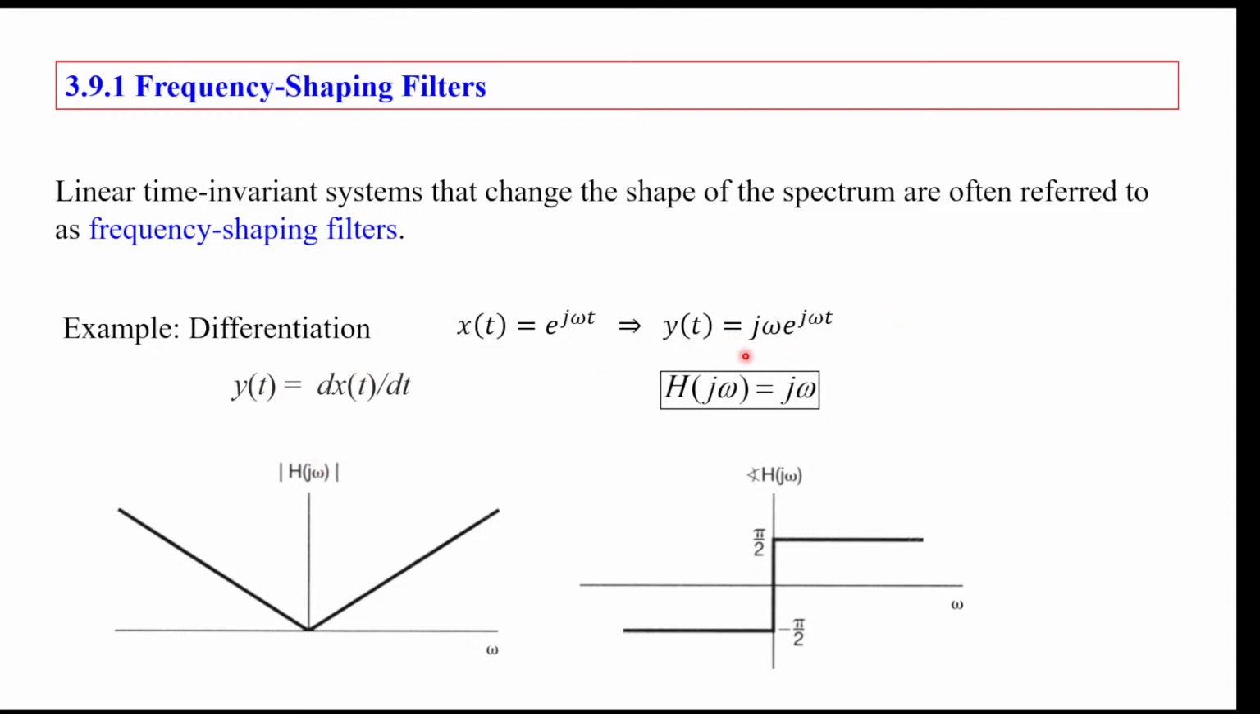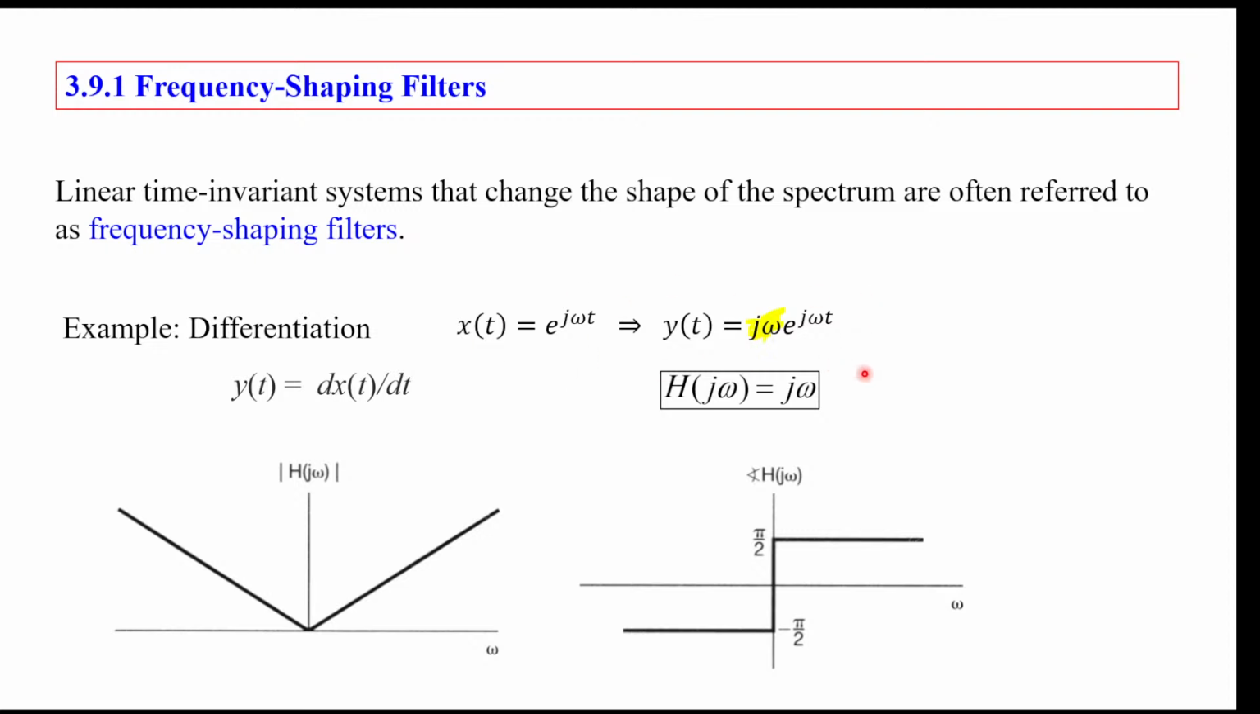Then you get an H(jω) factor and still get e^(jωt). You compare these two, and you see that the big H is the thing here. Big H of jω is this jω here. So this is another way to calculate the big H of jω, without going through small h.